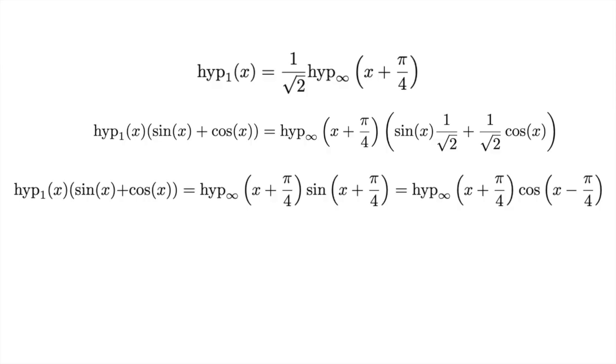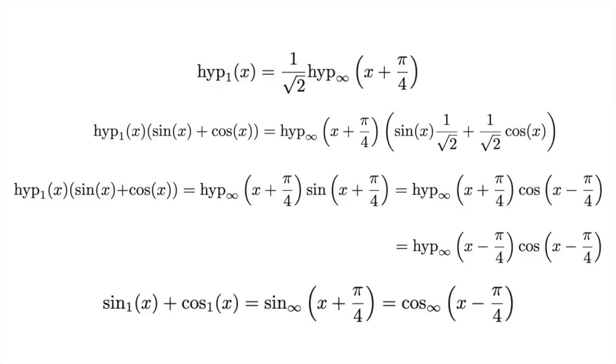Using height's periodicity, we can match the argument of height with the cosine. If you're confused about this step, please watch the first identity break. This gives the result that sine base 1 of x plus cosine base 1 of x equals sine base infinity of x plus pi over 4, which also equals cosine base infinity of x minus pi over 4.